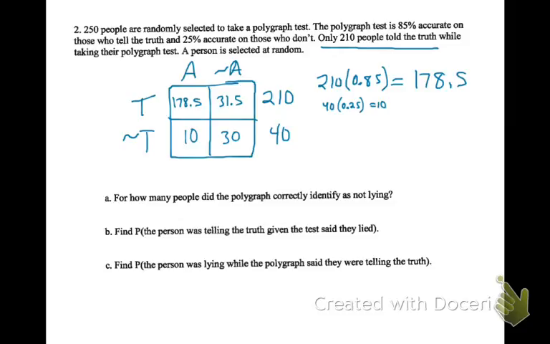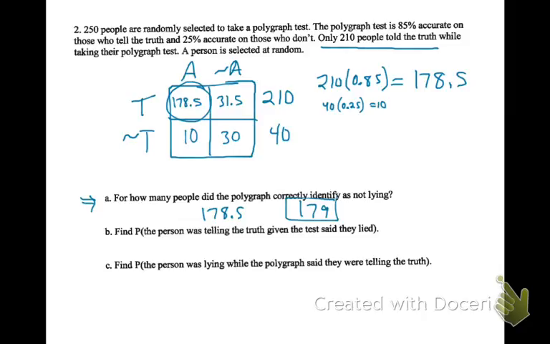So let's look at some probabilities. For how many people did the polygraph correctly identify as not lying? Correctly identify as not lying means that they told the truth and the test said that they were telling the truth, which is 178.5. Now, in this particular case, we're asking for how many people, so we can't leave our answer as a decimal, so 179 people.